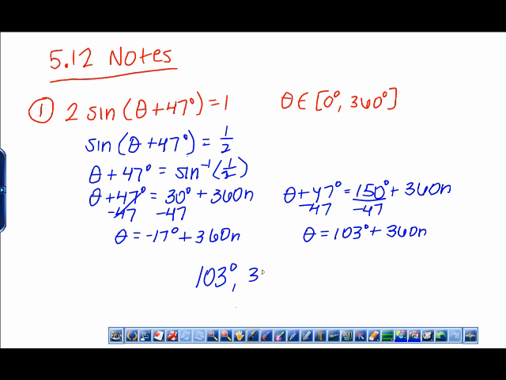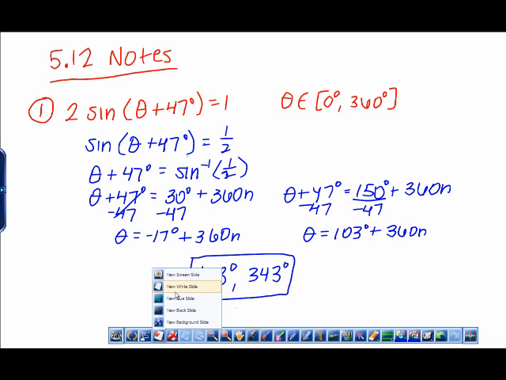Over here, if I add 360 or plug in a 1 for n, I should get 343 degrees. And then if I tried to continue to go any further, I would be outside of the span that they told me. So here are my 2 answers. And on these, there's really no telling how many answers you're going to have when you first look at the problem. You really just got to go through and work it out. Okay, let's try another problem.